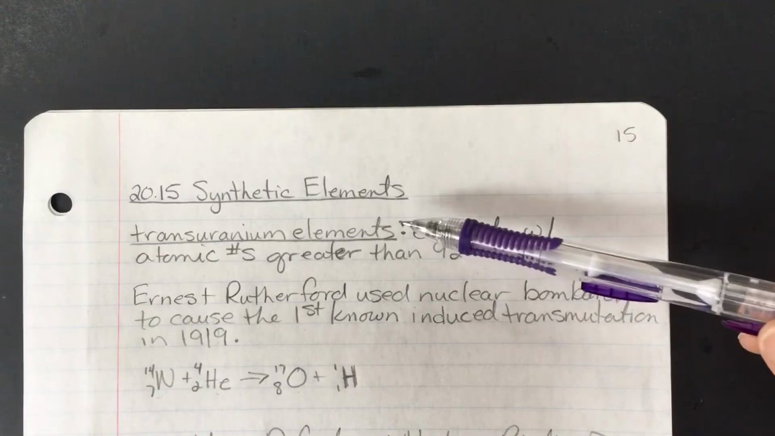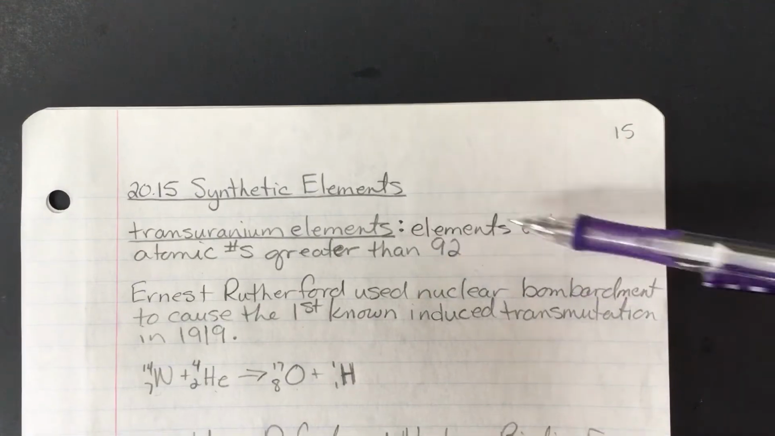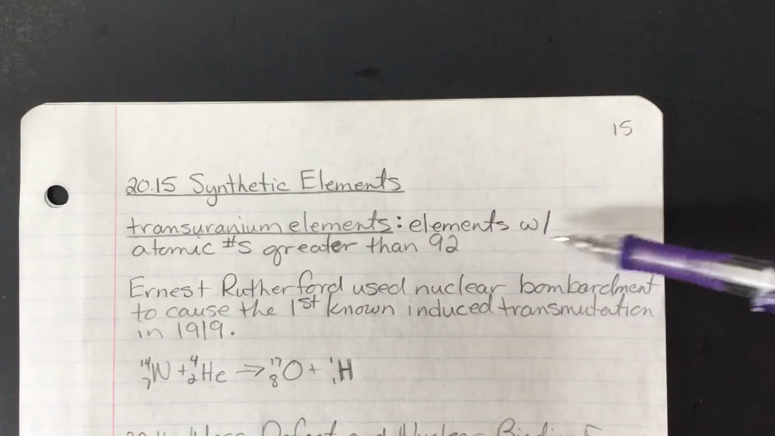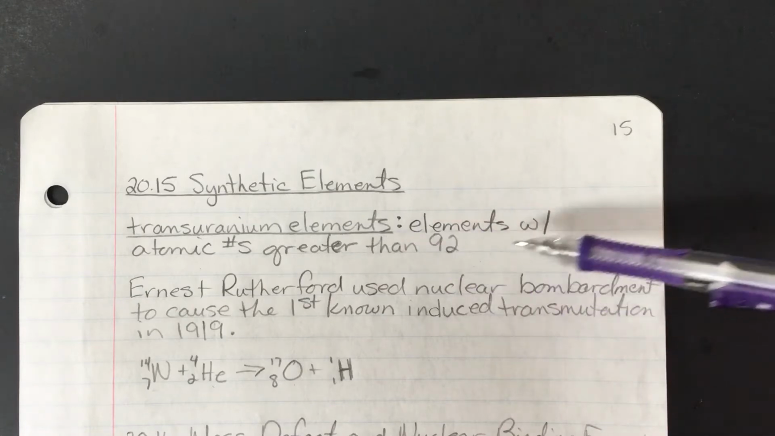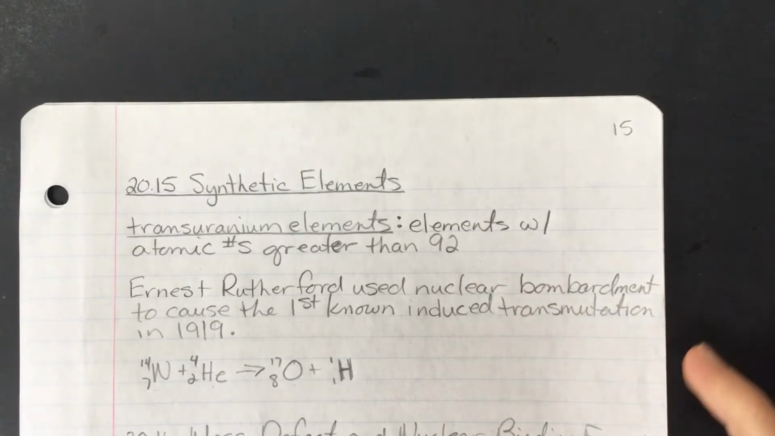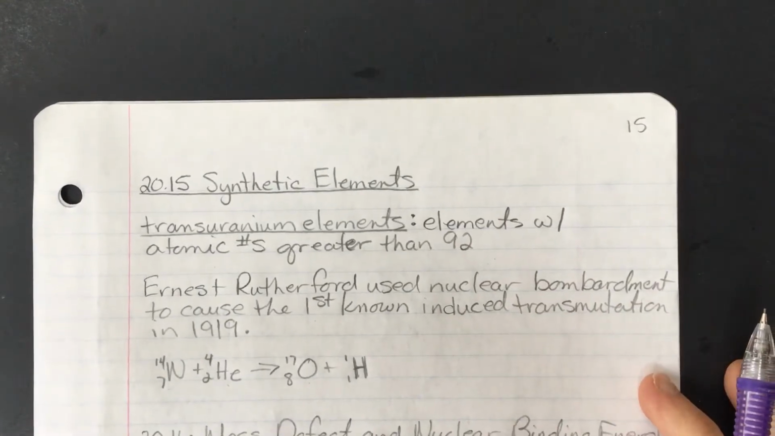We're going to start with talking about the transuranium elements, because these are elements with atomic numbers greater than 92. Anything above 92 is not a natural element. These were produced by nuclear bombardment.